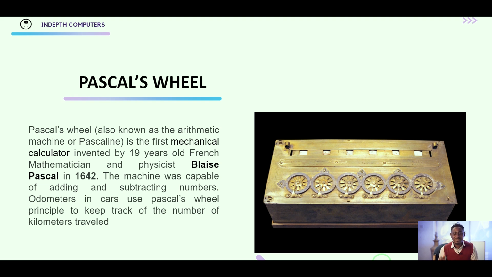Now, his invention came as a result of the need for him to develop a device that could help his dad for better calculation, because his dad was a tax collector for the French government. This man is from France, actually, and his dad is a tax collector for the French government. So usually when Blaise Pascal's father would go around to collect tax from different people, by the time he gets home, it's always difficult for him to do proper arithmetic.